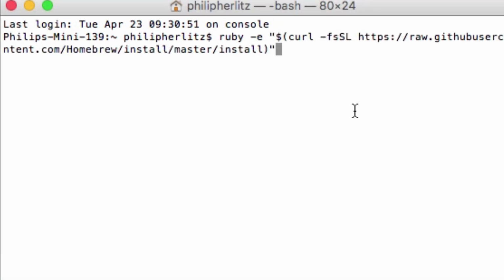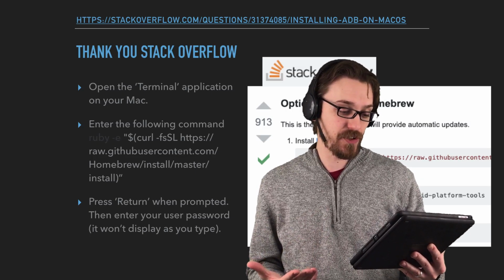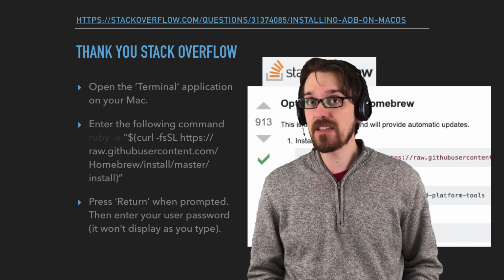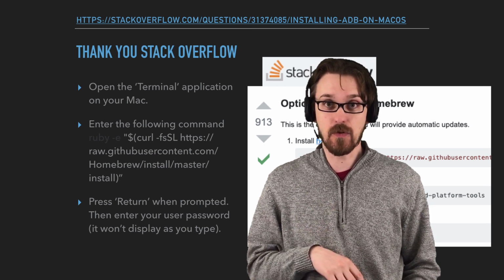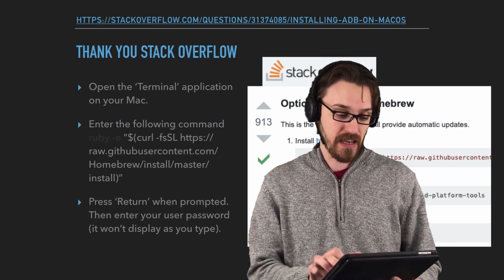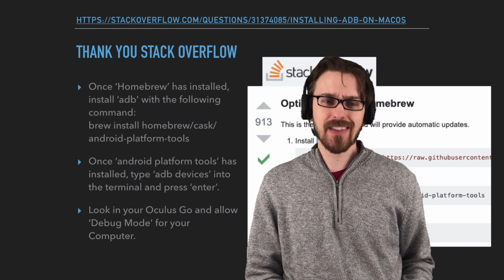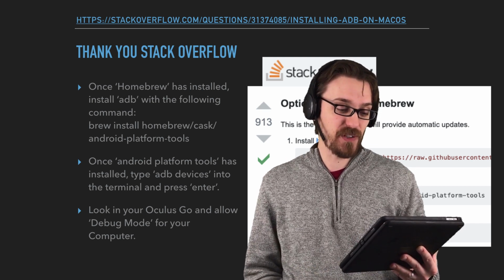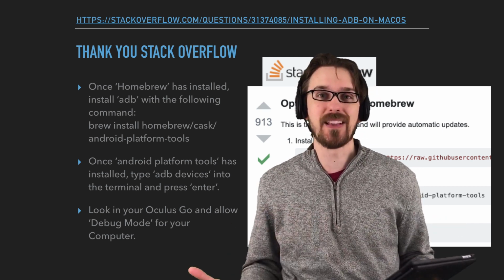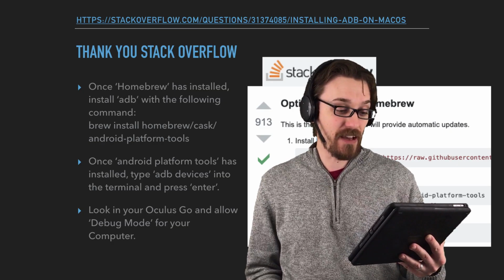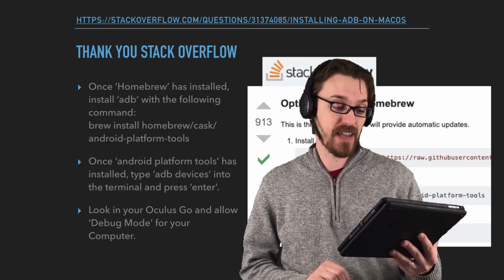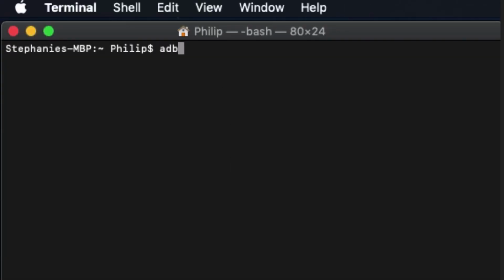Once you've done it, you're going to press return and you'll be prompted to enter a password. Just keep in mind, as you're typing that password, you probably won't see it, so make sure you're typing it very carefully on your keyboard. Then press return and it should follow the process. Once Homebrew has installed, you're going to install ADB, which is what you need to sideload. Here is the command displayed on screen now that you will need to put in order to install ADB. Once Android Platform Tools has installed, you just simply type adb devices into the terminal and press enter.